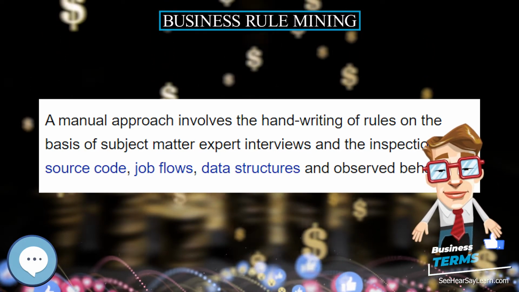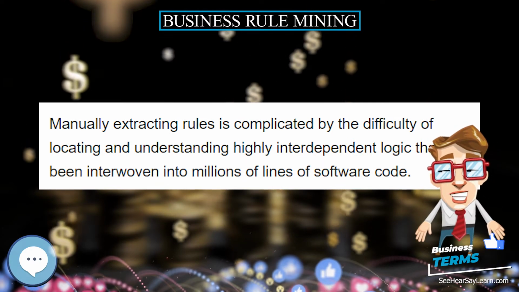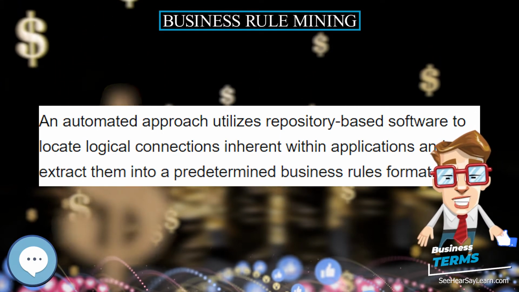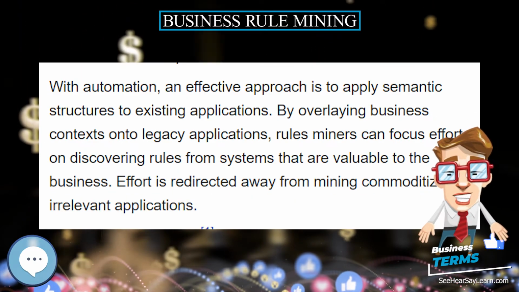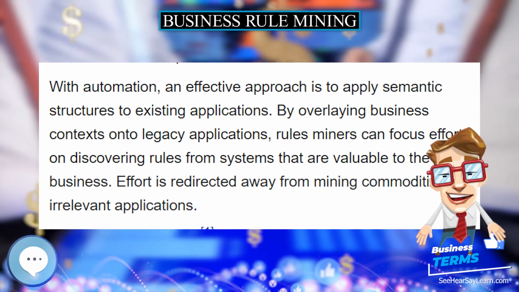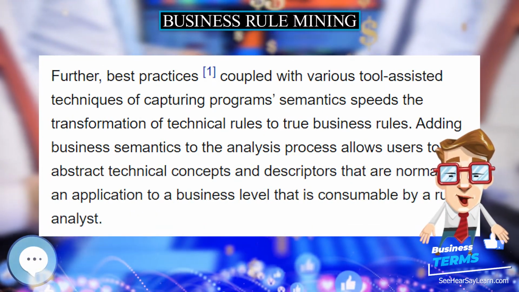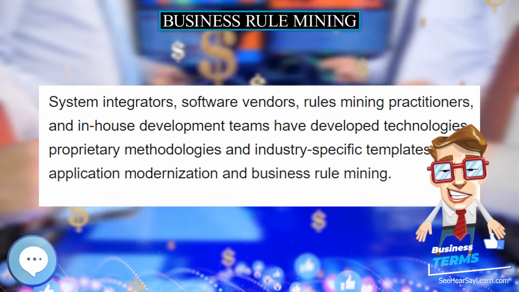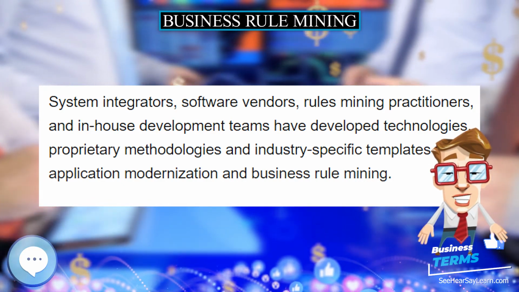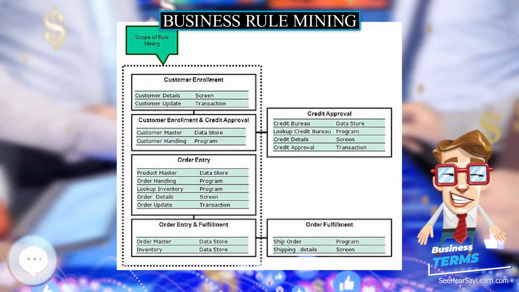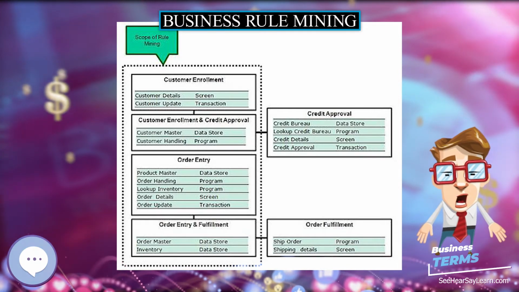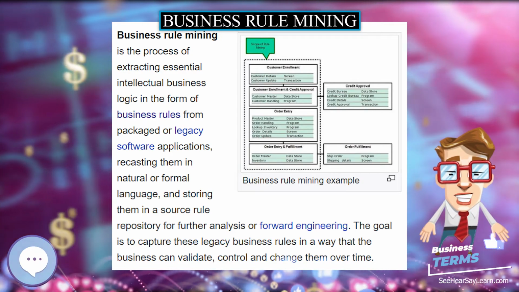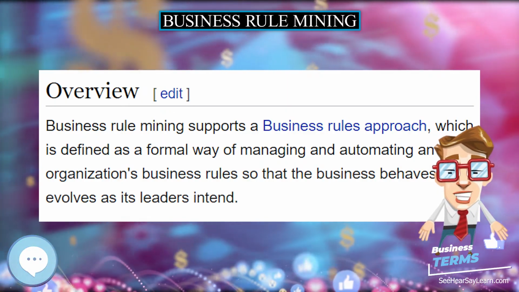Overview. Business rule mining supports a business rules approach, which is defined as a formal way of managing and automating an organization's business rules so that the business behaves and evolves as its leaders intend. It is also commonly conducted as part of an application modernization project involving legacy software applications to service-oriented architecture (SOA) solutions, transitioning to packaged software, redeveloping new in-house applications, or to facilitate knowledge retention and communication between business and IT professionals in a maintenance environment.